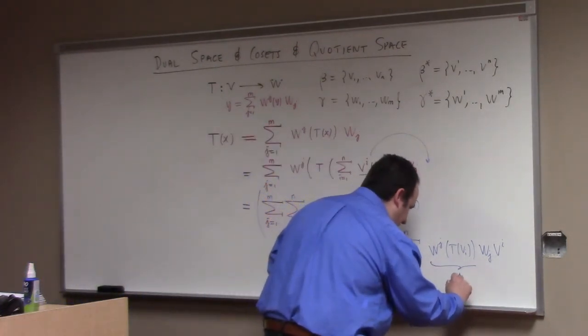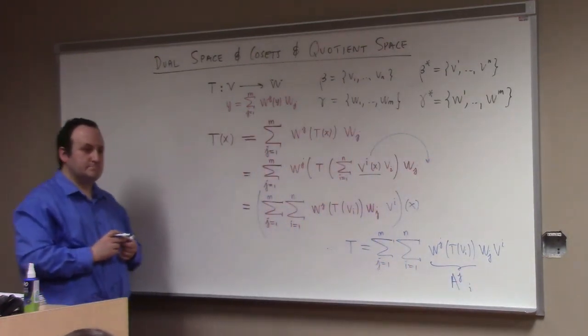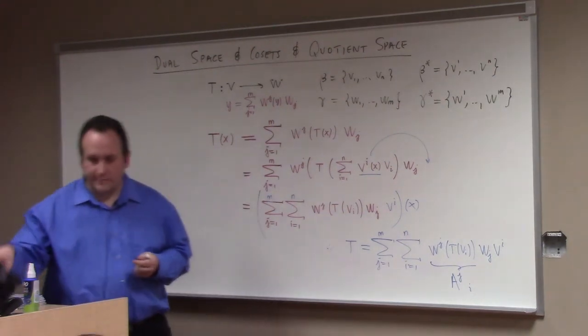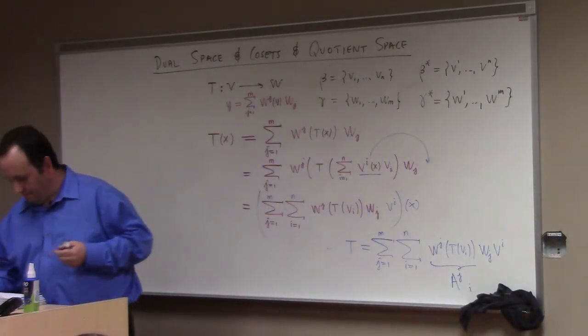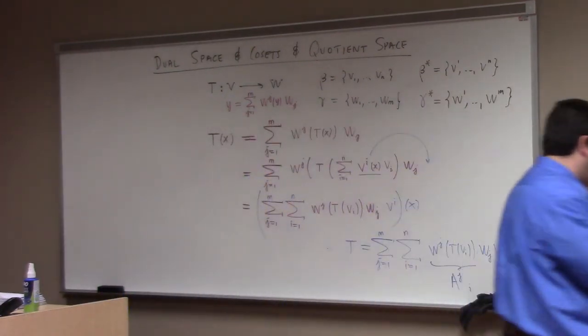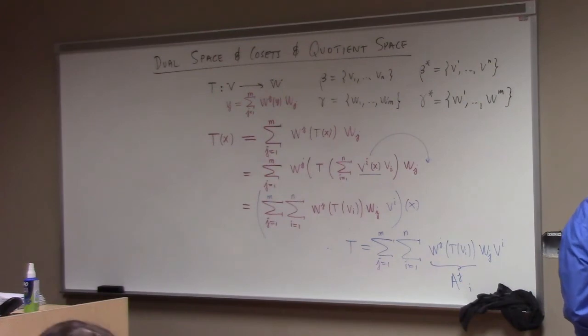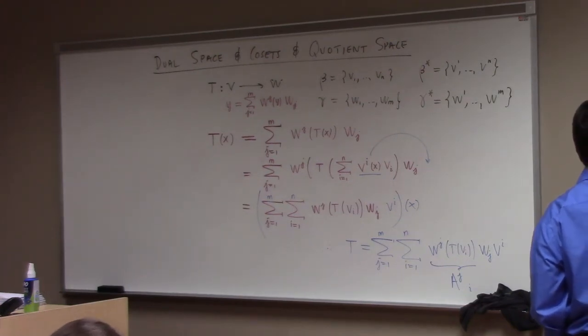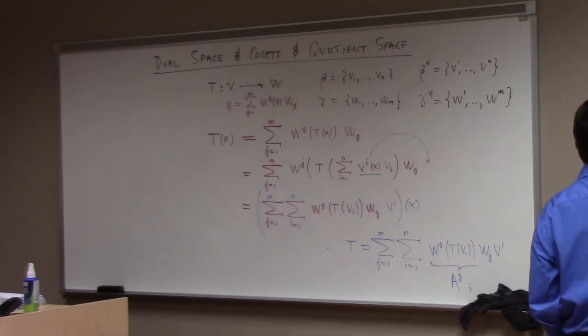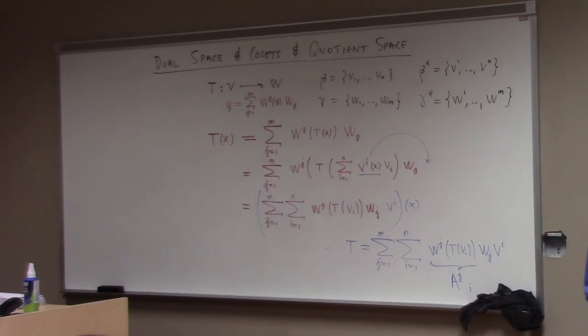Let's call this A^j_i. What is that? What is A^j_i? Well, w^j of T(v_i), I'm calling that, by definition, my quote-unquote A^j_i, all right, definition. What else is it, though? How about this? What if we look at the matrix of T with respect to beta gamma? What if we look at the ji component of that?